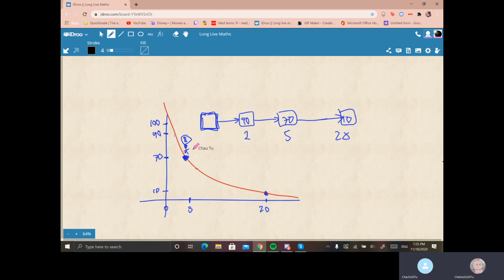Right, Chelsea, what's half of your 70 kilograms? 35. So you want to go down to a level of 35. That's half of your mass, isn't it? Yeah, 35. And then move across. Let's just say you should be reading this time. Let's just say it's 9 hours.